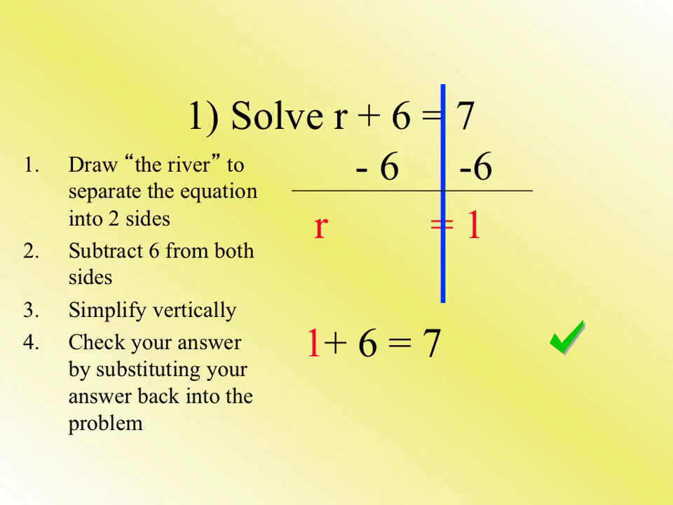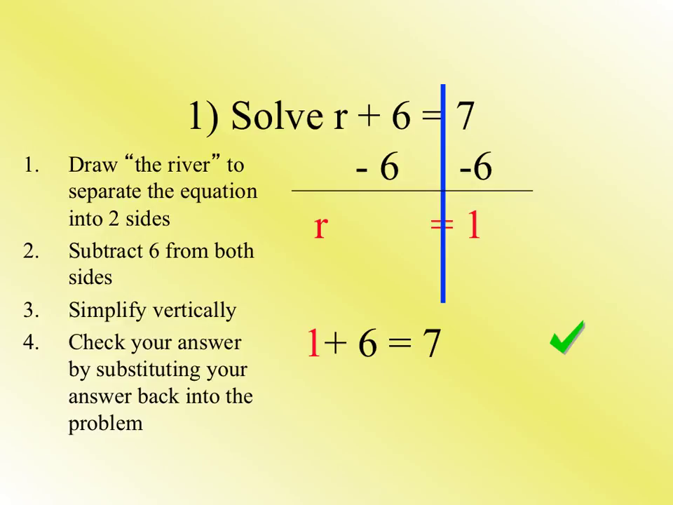So let's show it. This is a really great way to solve algebraic equations, and this is the way that we would like to see you solving your equations. Draw the river to separate the equations into two sides. You can see this line straight through right at the equal sign. That's where you want to draw your river. Then you look to find your operation, which is addition. If you have an addition problem, you would use subtraction to undo it. So you subtract 6 from both sides. You must be fair to both sides. You can't subtract from one side without subtracting from the other, or the scale would tip.